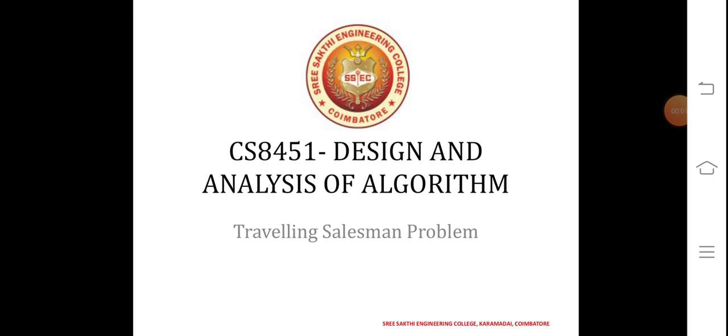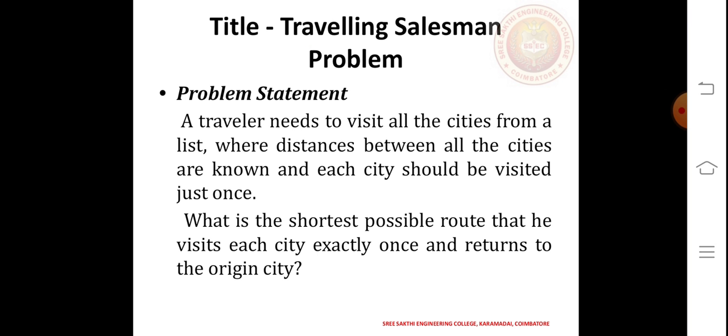Hi all. In today's class of design and analysis of algorithms, we're going to see about the traveling salesman problem. The problem statement is that a traveler needs to visit all the cities from a list of cities, where the distance between all the cities is known and each city should be visited just once. What is the shortest possible route that visits each city exactly once and returns to the original city?